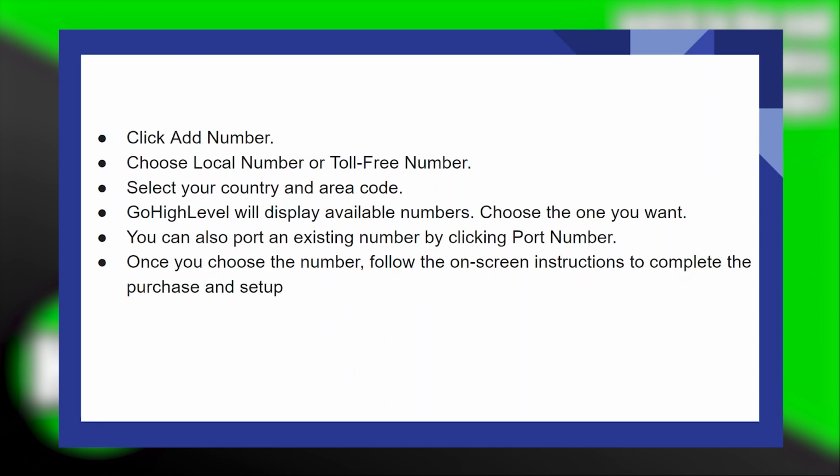Now, select your country and area code. Gohighlevel will display available numbers. Choose the one you want. You can also port an existing number by clicking Port Number. Once you choose the number, follow the on-screen instructions to complete the purchase and setup.